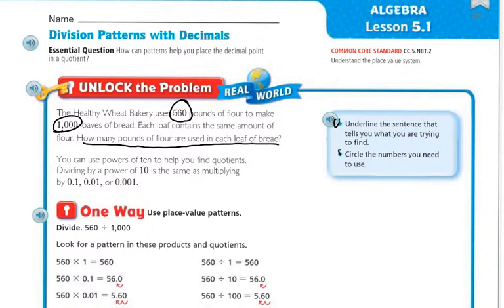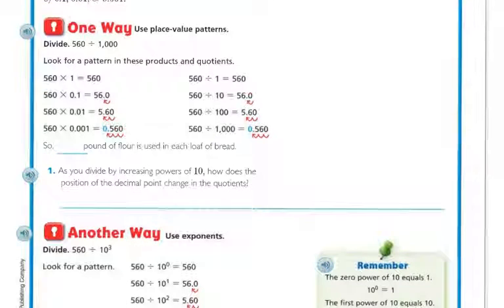So let's solve this. One way, we're going to use place value patterns. First, we're going to divide 560 divided by 1,000. Let's look for a pattern in these products and quotients. As I'm reading, 560 times 1 is 560. 560 times 1/10 is 56. The decimal's moving over, making it a smaller number.